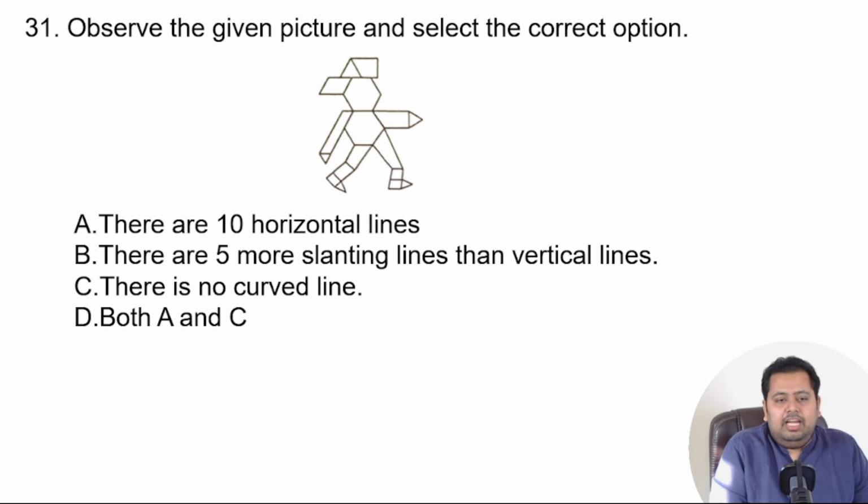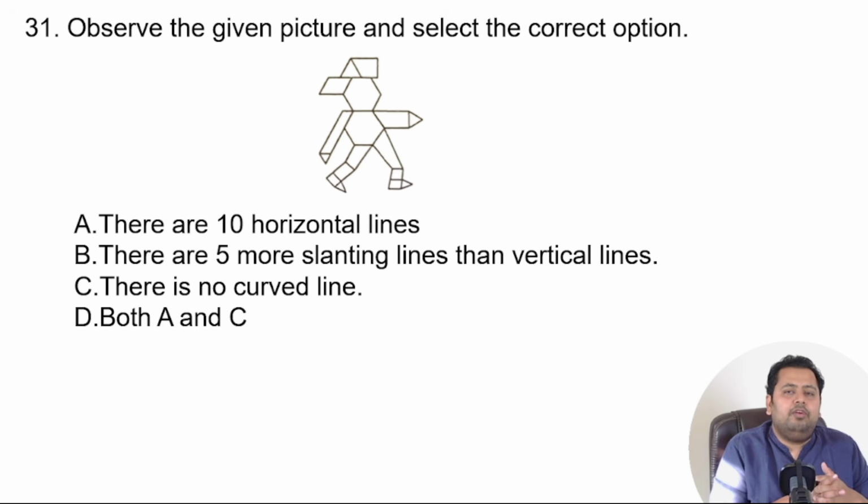Now let's go to question number 31. Observe the given picture and select the correct option. The options talk about horizontal lines, curved lines, and vertical lines. So you have to find out how many horizontal lines, how many vertical lines, and how many curved lines you see, and then you will get the answer. Pause the video, take some time. This will take some time overall, and then we meet on the other side with the answer. Great. I hope you would have gotten the answer correctly. The correct answer here is both A and C.